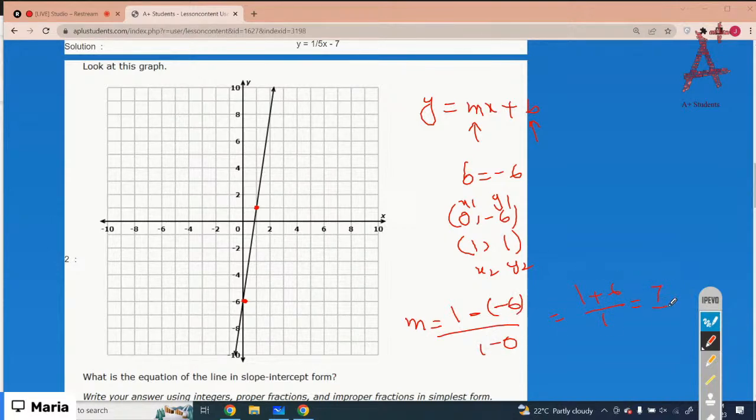1 plus 6 is 7. It would be 7 over 1. That means the slope of the line is m equals 7. Got it? Okay, just put the values of m and b in the equation. Then y equals m is 7x and b is minus 6. So it would be y equals 7x minus 6. That is the equation of the graph. Got it?